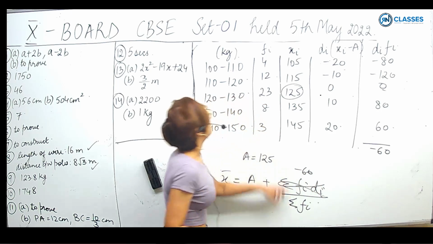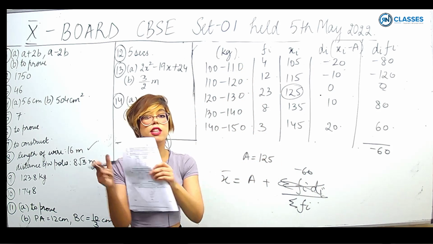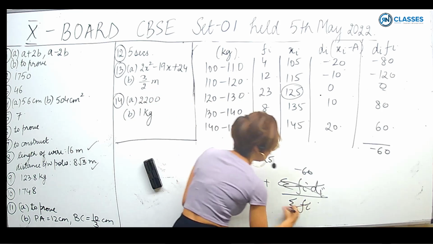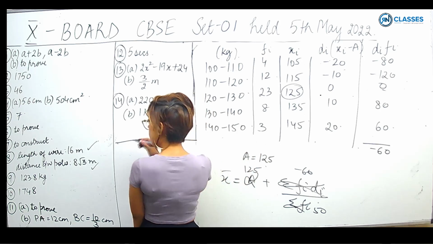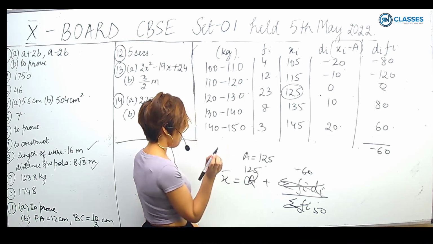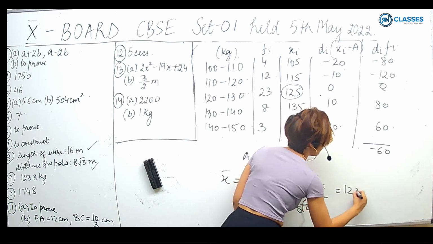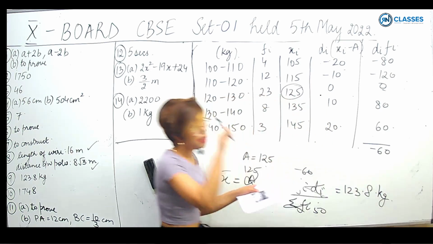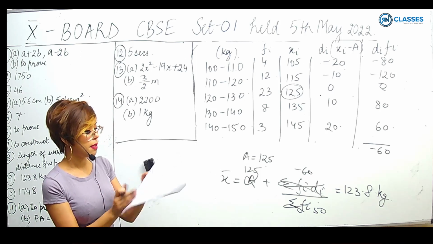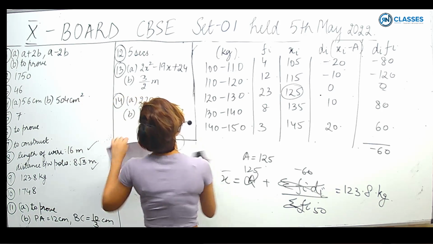Summation fi. Now, obviously, 50 animals are given in the question, so don't start calculating it. So 50, and A is 125. So approximately, the answer turns out to be 123.8, obviously kg. This is the mean weight of the animals. Now, next one, question number 10.